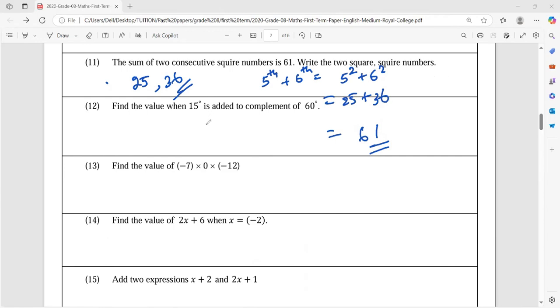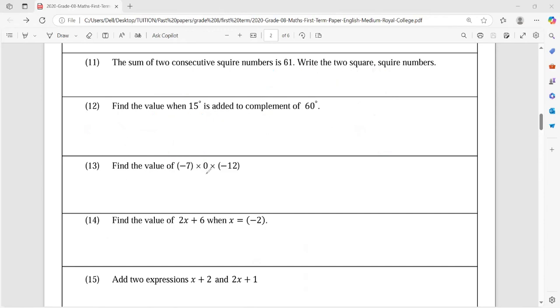Okay, find the value when 15 degrees is added to the complement of 60. You know complement. Let's find the complement. The complement of 60 is 30, because 60 plus 30 is 90. So you have to add 15 to the complement of 60. That means 15 plus 30. Therefore, you get 45. The value is 45 degrees.